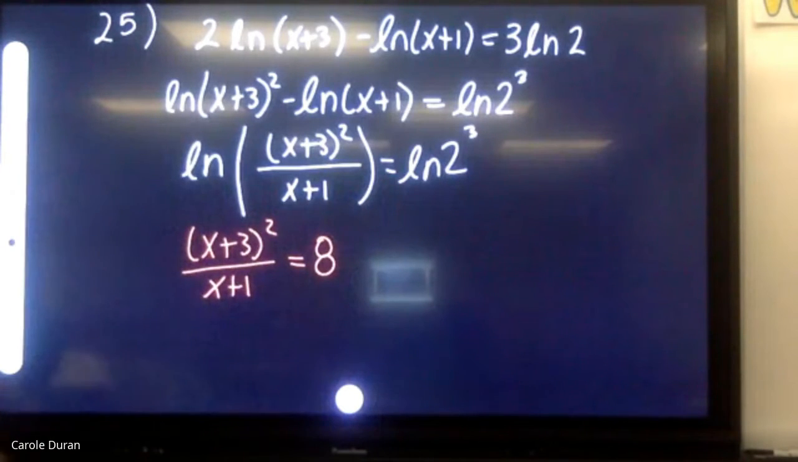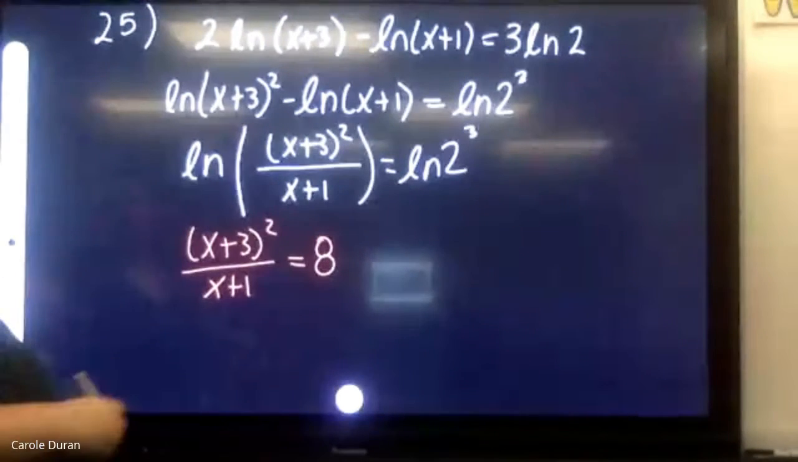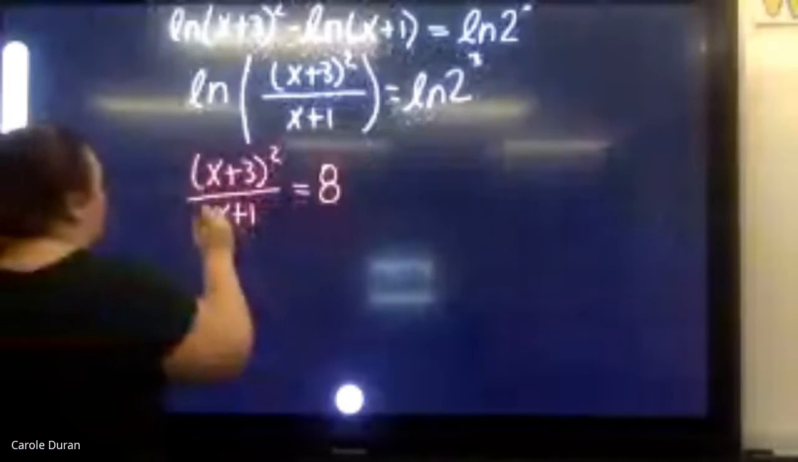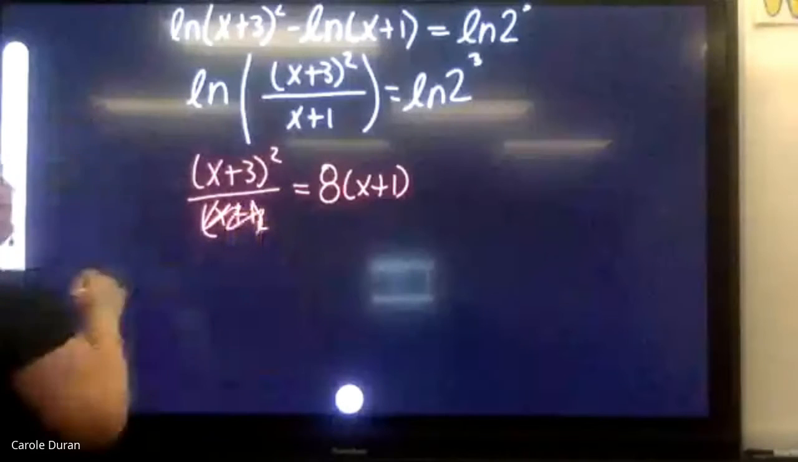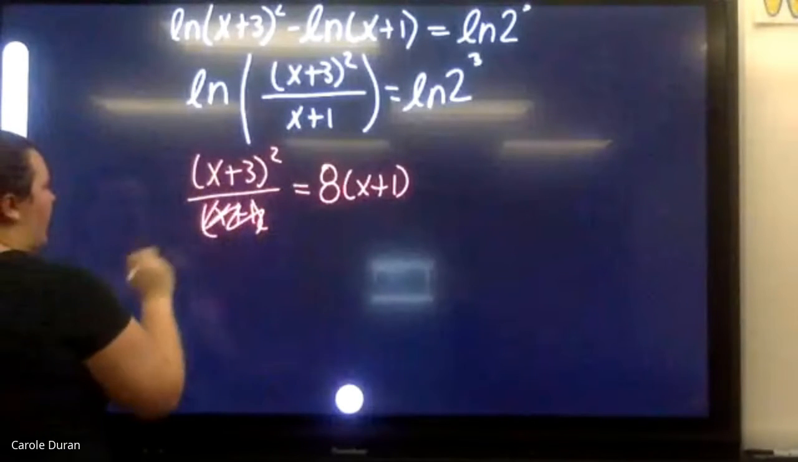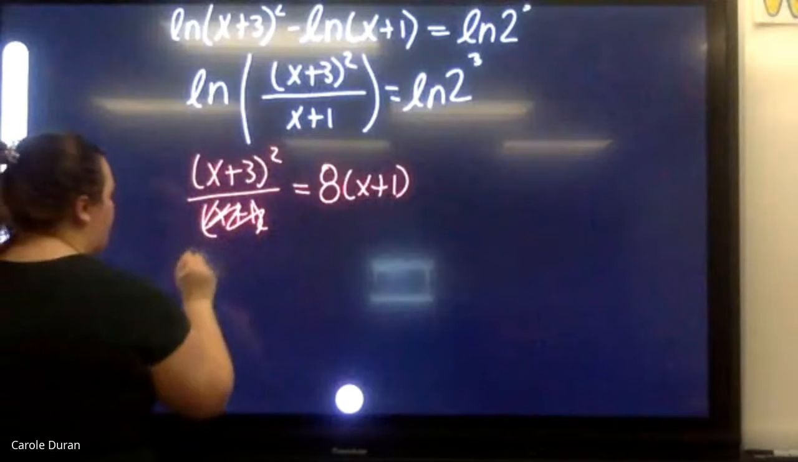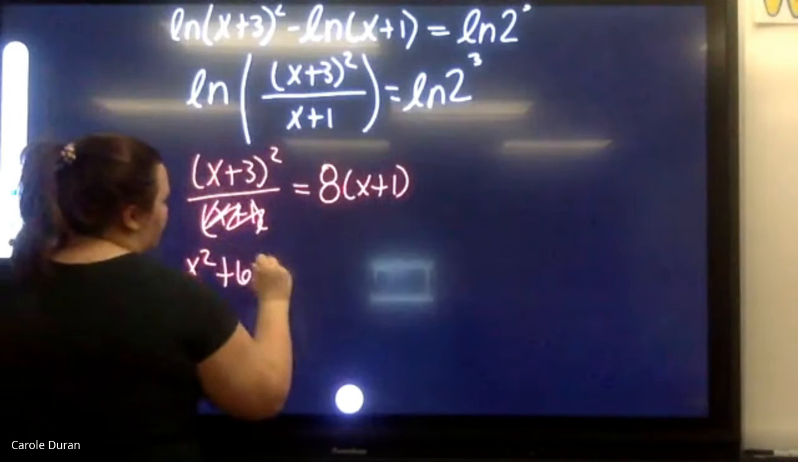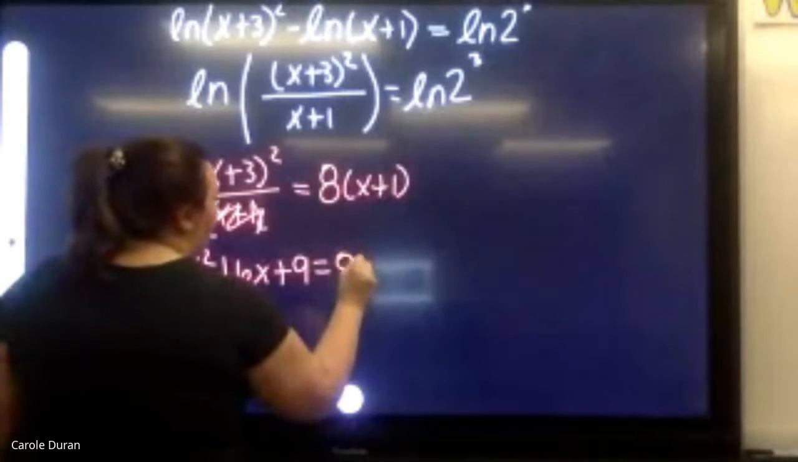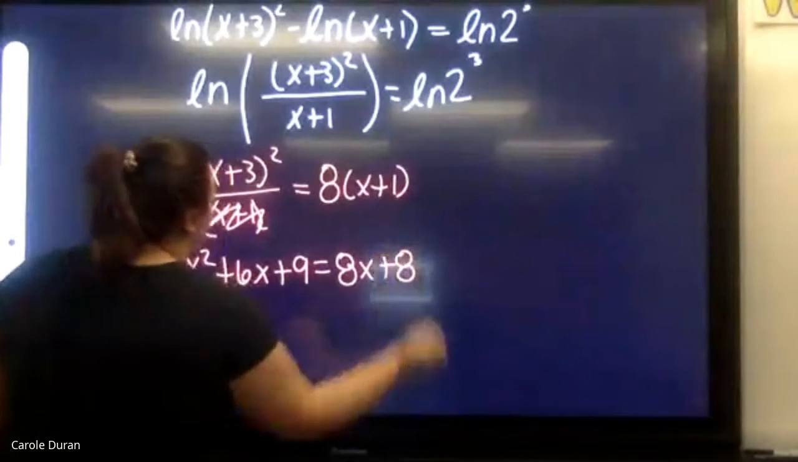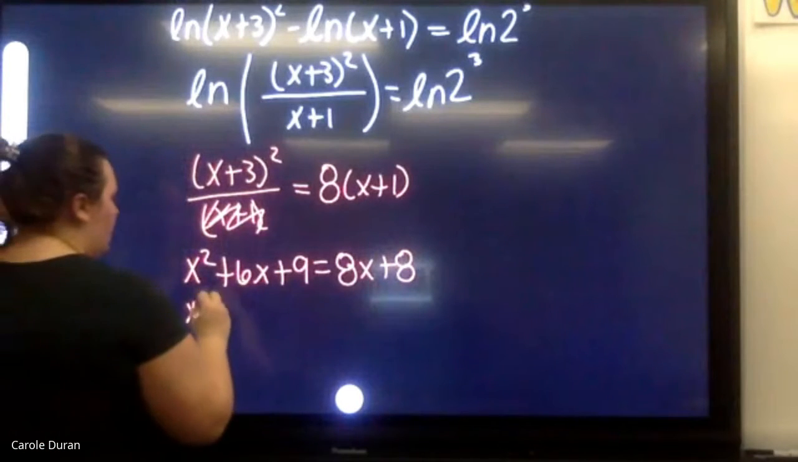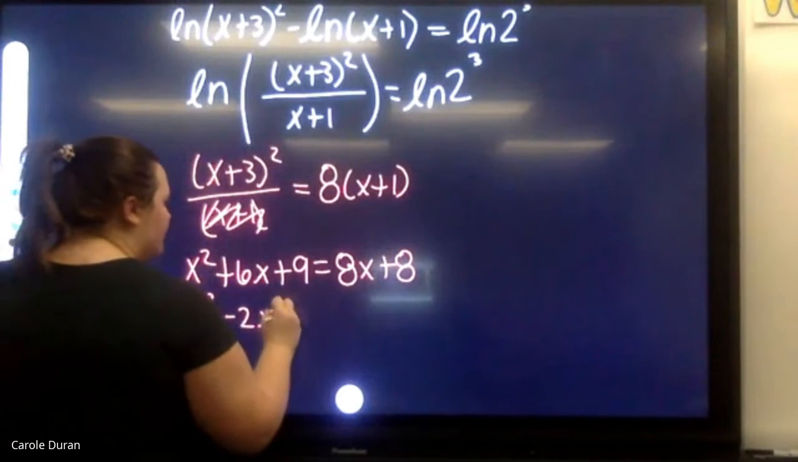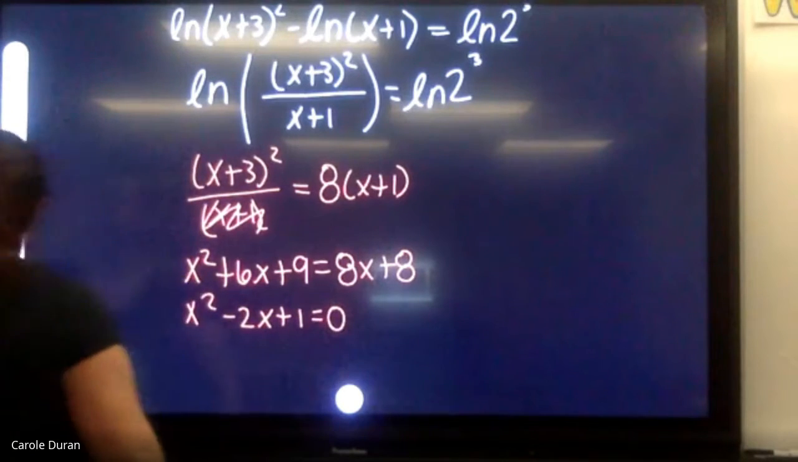And then from here, I'm going to cross multiply, I'm going to simplify, and I'm going to solve for x. So I go ahead and I multiply the x plus 1 over to my right-hand side. And then I FOIL out my numerator. When I do, I get x plus 3 times x plus 3, which is x squared plus 6x plus 9 equals 8x plus 8. I go ahead and I move everything over to the left. So I get x squared minus 2x plus 1 equals 0.